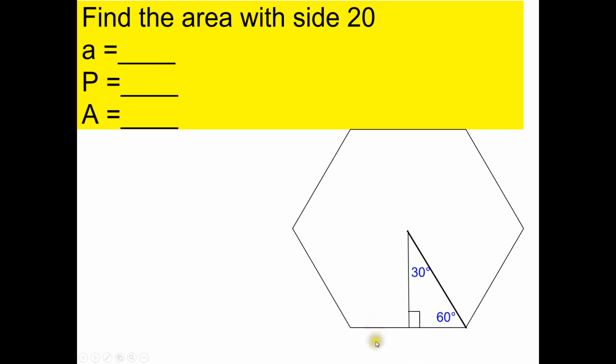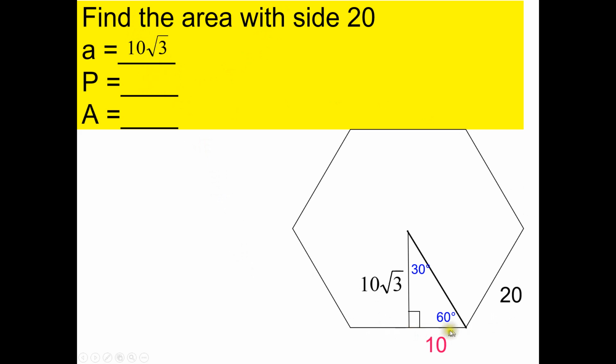Okay, so here we go. Let's say we've got the stand-up 30, 60, 90 because we're trying to find the regular hexagon. They give us 20 for the side, right? So there's 20. This has got to be 10, and then multiply by radical 3. So isn't that 10 radical 3? So that's the apothem. Now I need the perimeter, right?